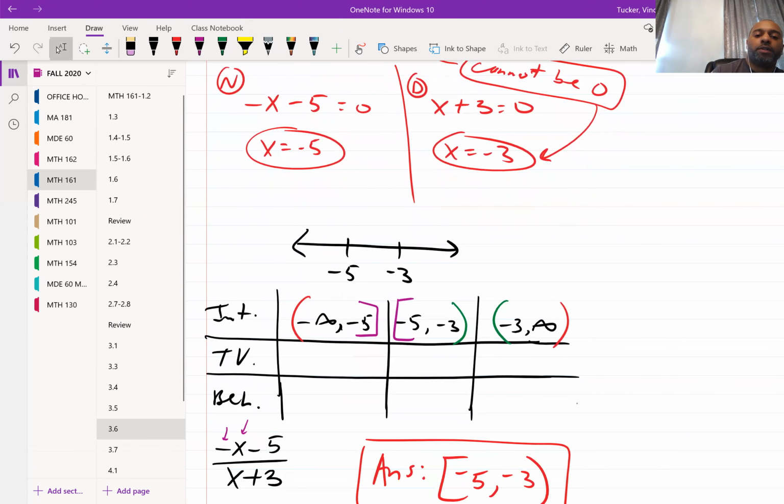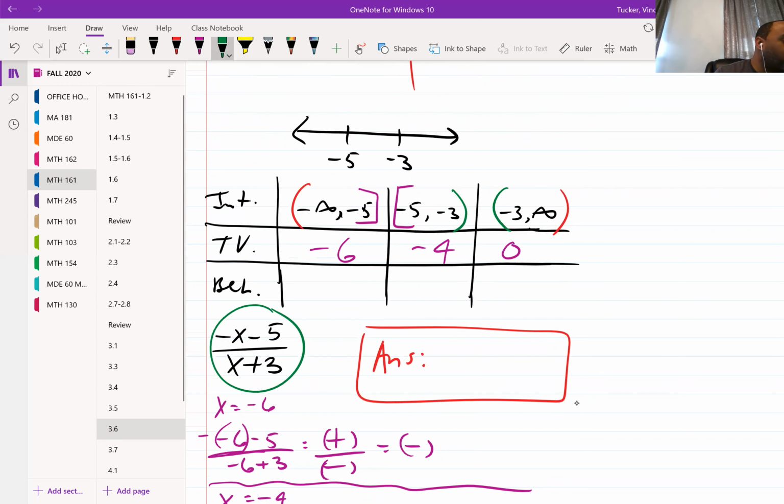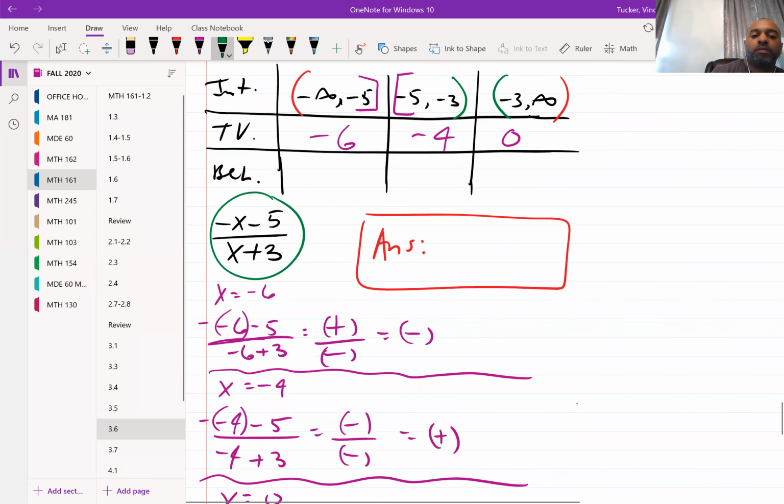All right, so from there, test values: we can use -6, here -4, and here we can use 0. So -6, -4, 0, okay. And so plug those 3 values into your expression. Be careful with this negative. You plug in -6 and you have a negative sitting on the outside of your expression.